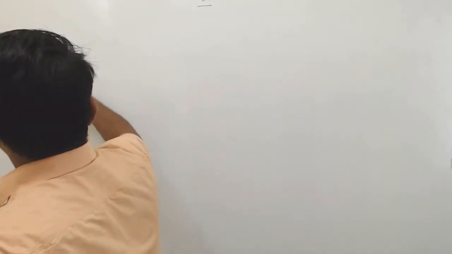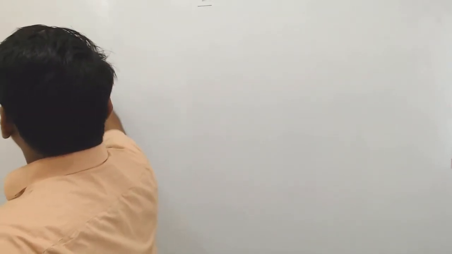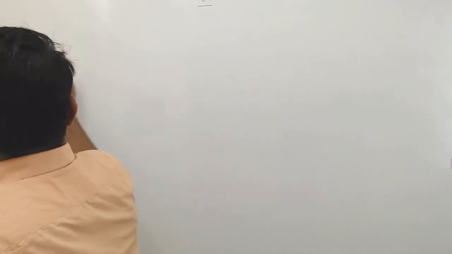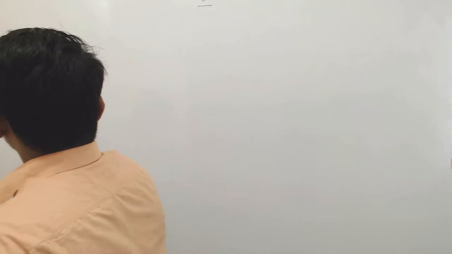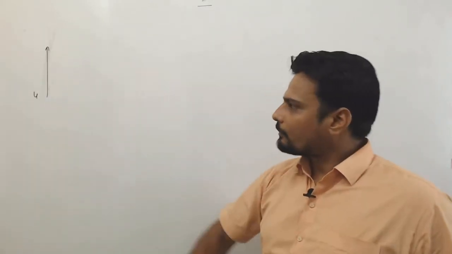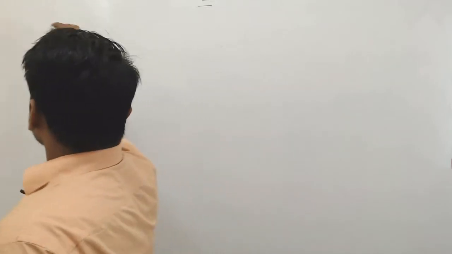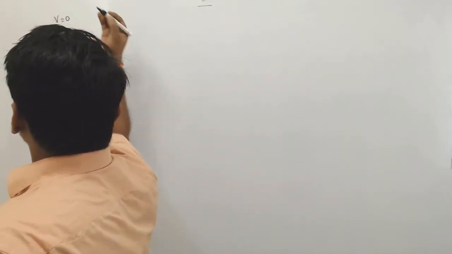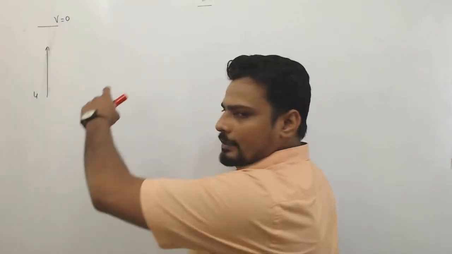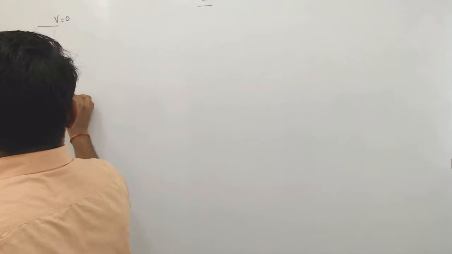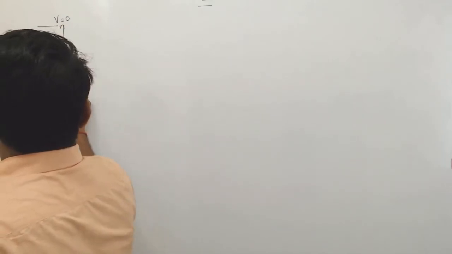If you throw an object with speed u, it will reach a certain height before it starts coming down. At this point of time, of course, the velocity has to be 0 for sure. When it reaches the maximum height, the velocity has to be 0. Now let the height which it is going to travel upward be h.